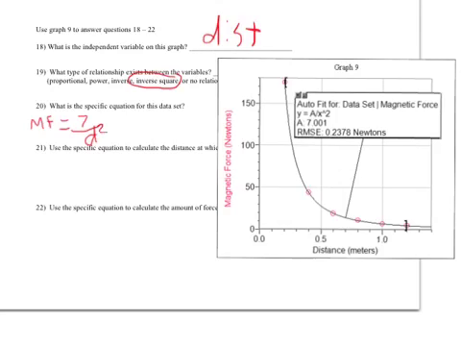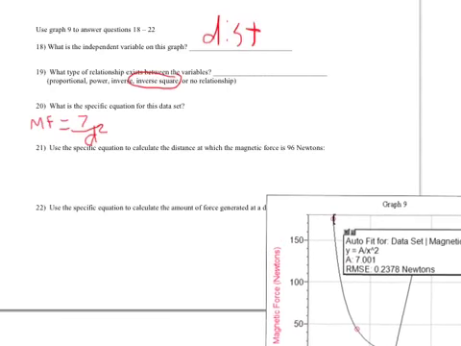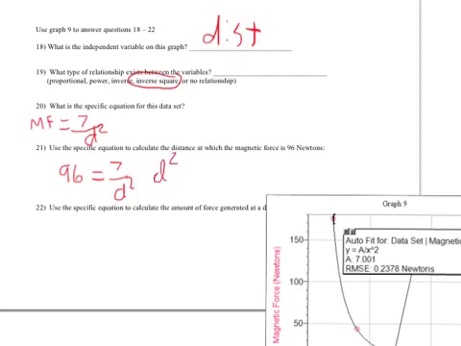Now, I'll use the specific equation to calculate a distance. This is a tricky one. So the magnetic force is 96 equals 7 divided by d squared. My trick is, if I'm solving for a variable in the denominator, I'm going to swap these out. So I'm going to rewrite this as d squared equals 7 over 96. And then I'm going to divide that. So that means that d squared is equal to 0.0729, but I don't want to know what d squared equals.